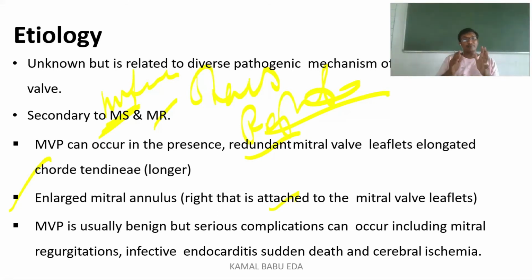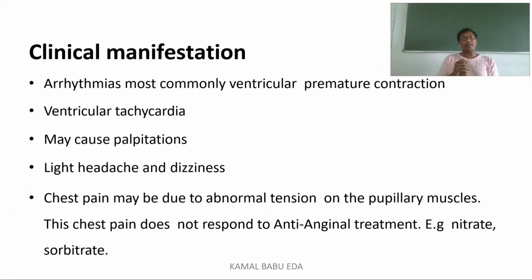So these are some of the etiological factors mainly for mitral valve prolapse. Coming to the clinical manifestations, you can find arrhythmias because of the pressure variation. There will be ventricular tachycardia and palpitations. You will feel headache and dizziness, and chest pain may be observed. This is mainly due to the abnormal tension on the papillary muscles.